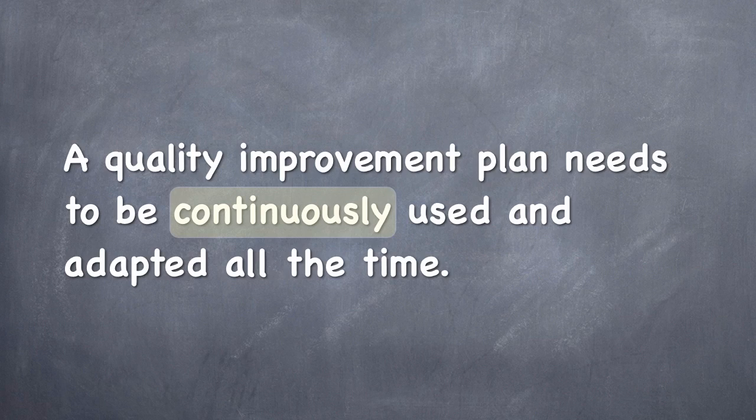Now, is there anything else that we could do in this sentence? Well, I say yes. Let's take a look. Let's look at the phrase all the time. Let me ask you a question. How different is it from the word continuously? All the time versus continuously. Is it pretty much the same thing? I would say it's the same thing. At least in this sentence, it's exactly the same thing. So let's see if we could actually eliminate that as well. And here we are. A quality improvement plan needs to be continuously used and adapted. Wow, that's just a much better sentence.